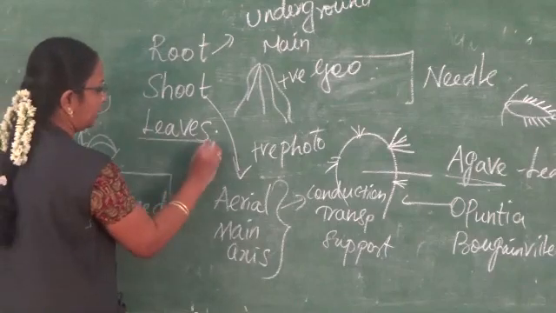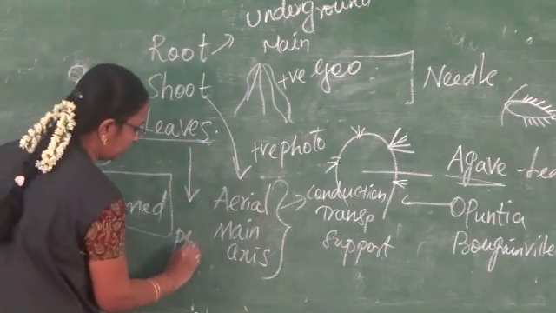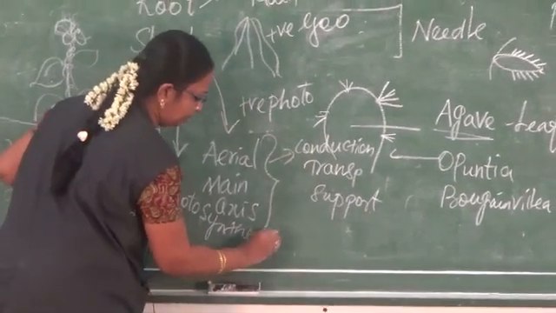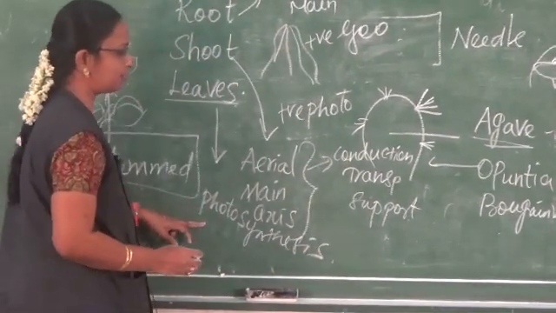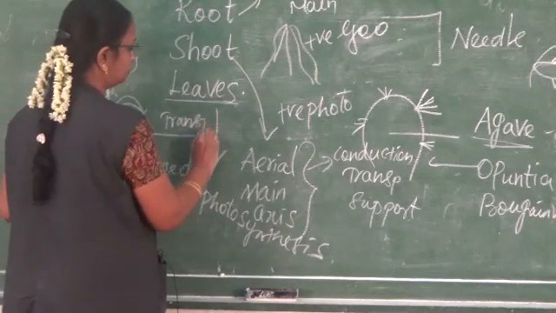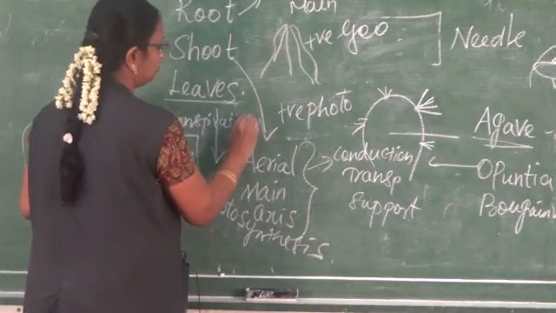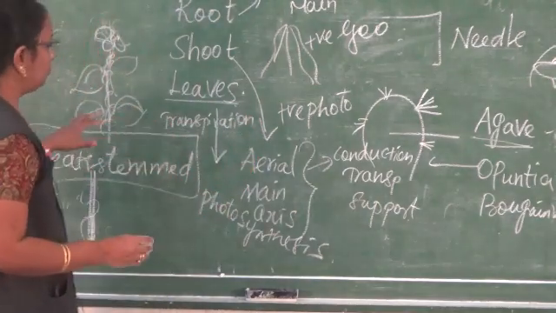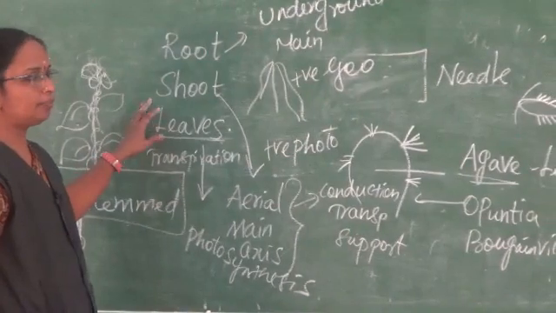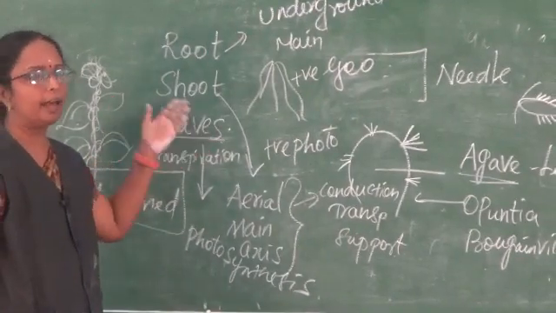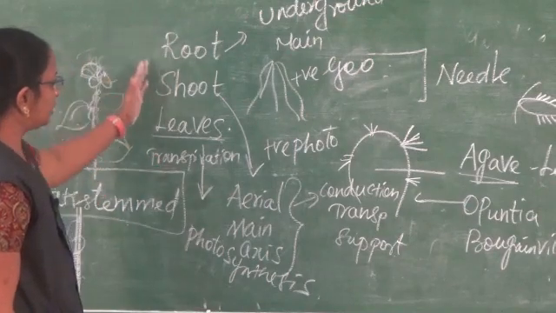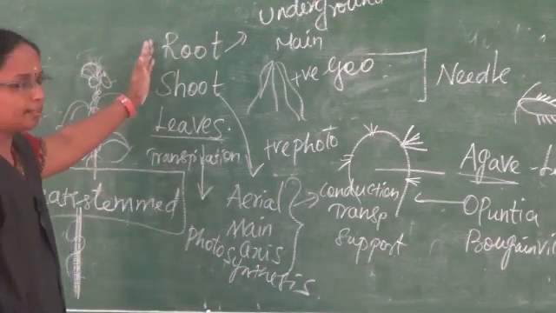When we talk about the leaves, they undergo photosynthesis. The main function of the leaves is photosynthesis, and then they perform transpiration. So during photosynthesis, gaseous exchange takes place inside the leaf. Carbon dioxide enters and then oxygen is removed from the plants. So these are the parts of the plant.